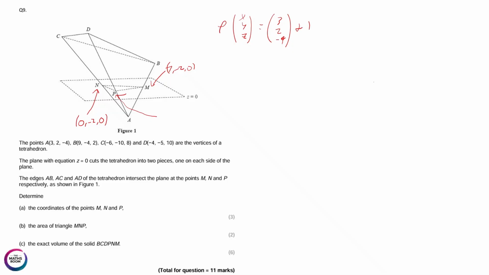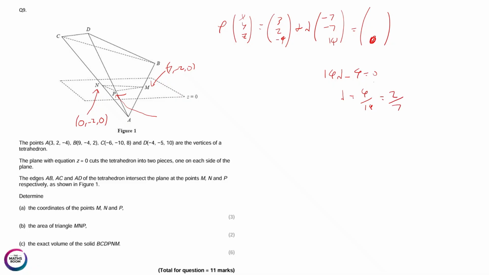For P, we're going to do lambda. Obviously, this time the line's AD, vector AD. So D minus A, minus 7, minus 7, and 14. So again, we know the bottom number is 0. That's going to tell me my lambda, isn't it? So 14 lambda minus 4 is 0. So lambda is 4 over 14. We've got 7, so let's go 2 over 7.